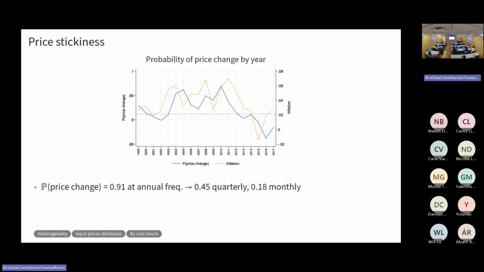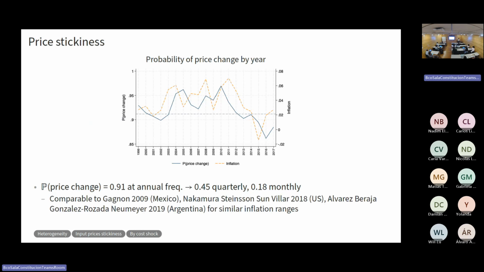Later on, I'm going to give you an instrument, which is going to be very important. I'm going to show you that. But to give you a flavor, this number is very similar to what Gagnon estimates for Mexico when Mexico had a steady state inflation rate similar to India, what Nakamura and Steinsson estimate for the US when the US had a steady state inflation similar to India, and the same exercise for Argentina. Similar number in Chile as well.